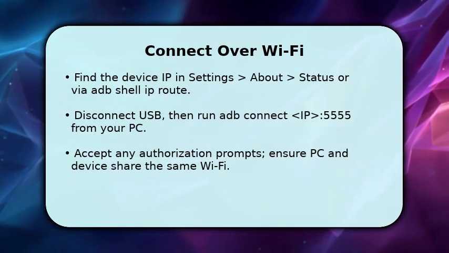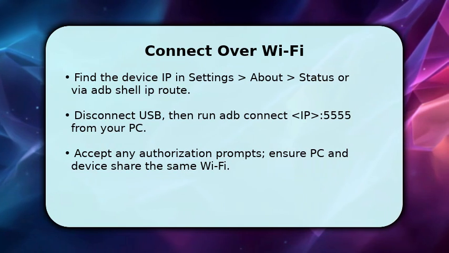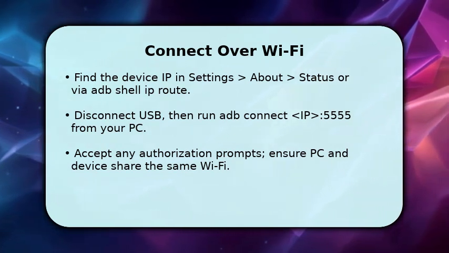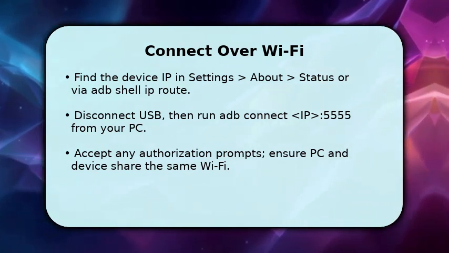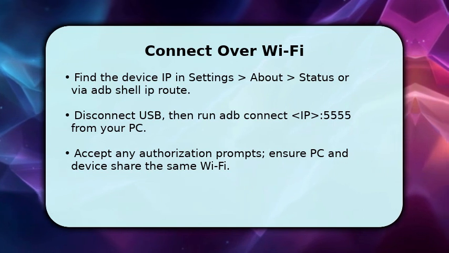Next, you find the phone's local IP address so the PC can reach it. Look in Settings under About or use adb shell ip route while still connected. Make sure your computer and phone are on the same Wi-Fi.